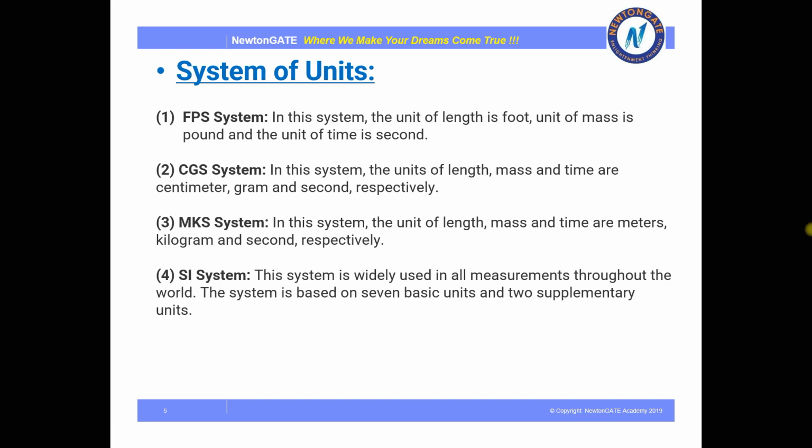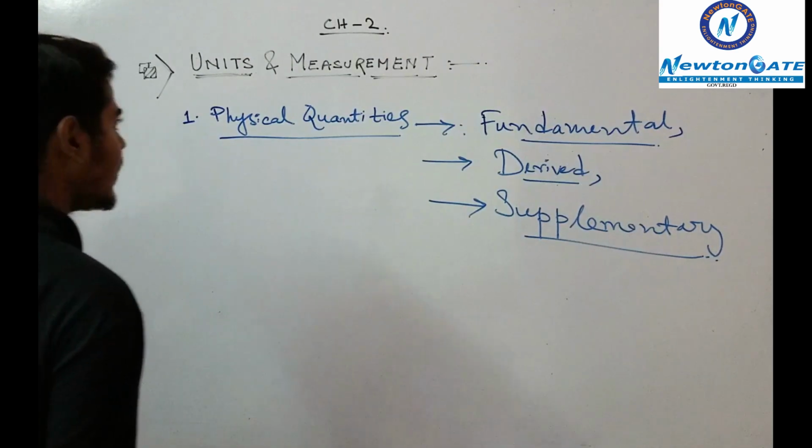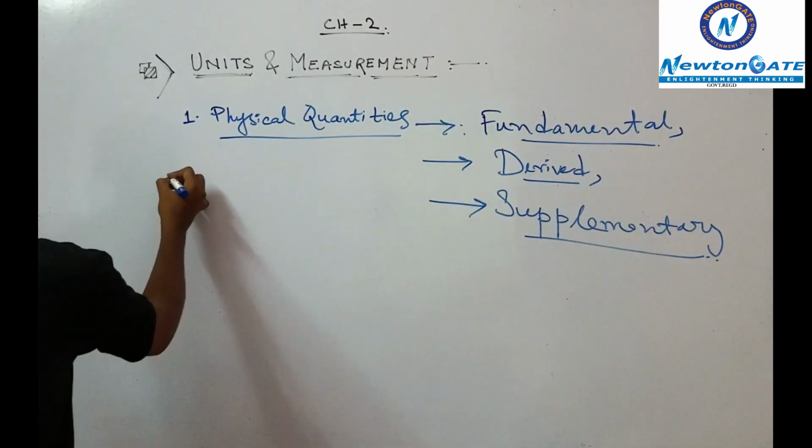FPS system: foot, pound and second. The CGS system, which we know very well: centimeter, gram and second. MKS system: length in meter, mass in kilogram and time in second. And the SI system, which is widely used in all measurements throughout the world. The system is based on 7 basic units and 2 supplementary units. So there are 7 fundamental units here.